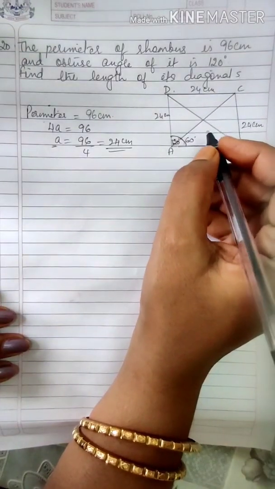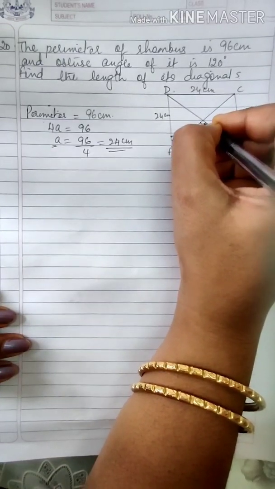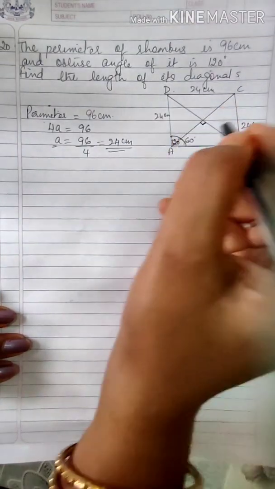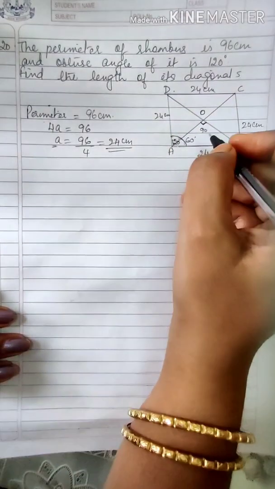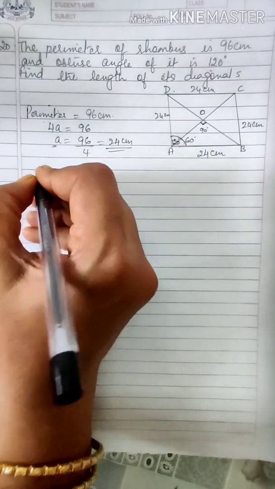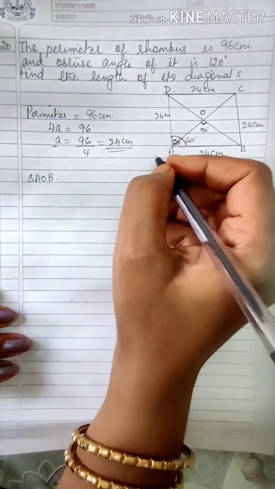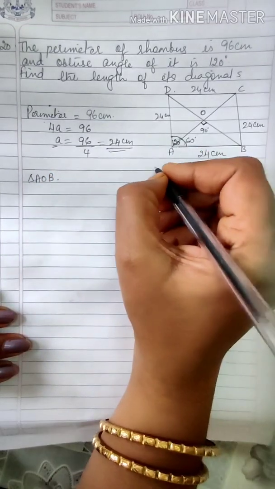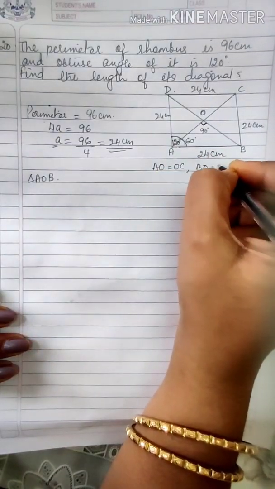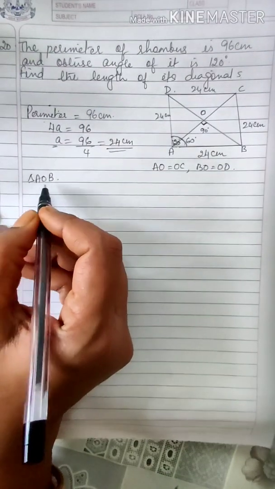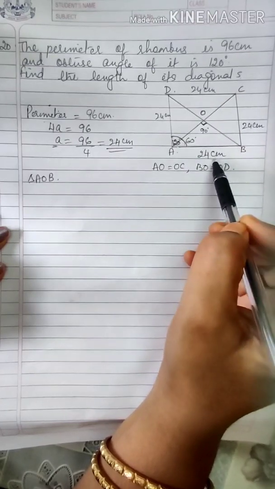And you know one more property of the diagonals, that is the diagonals of a rhombus bisect each other at 90 degree. So here you get a 90 degree. Let the point of intersection be O. So here you get one right angle triangle, that is triangle AOB. And since the diagonals of a rhombus bisect each other, AO will be equal to OC and BO will be equal to OD.